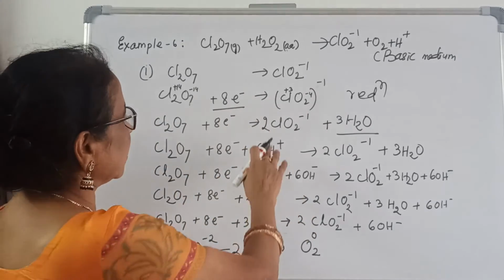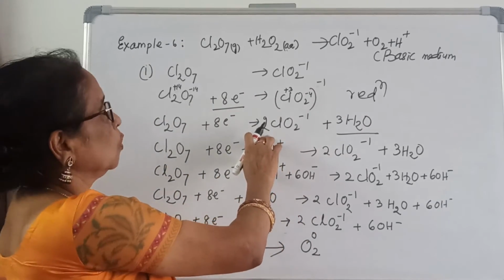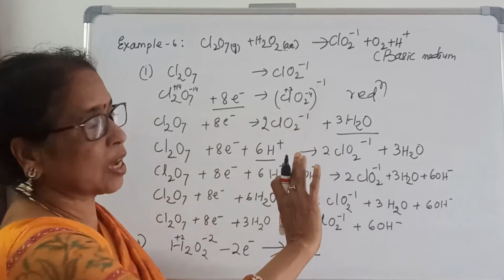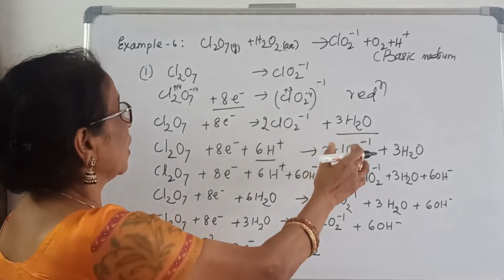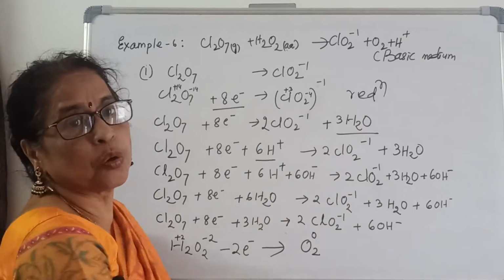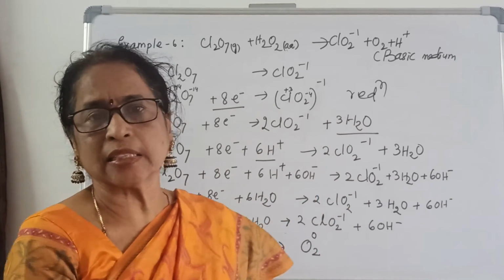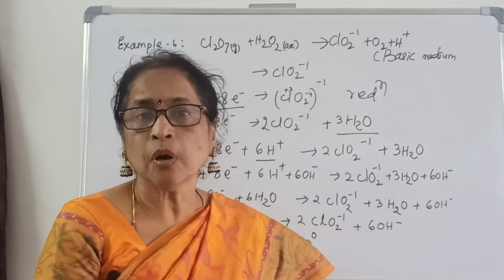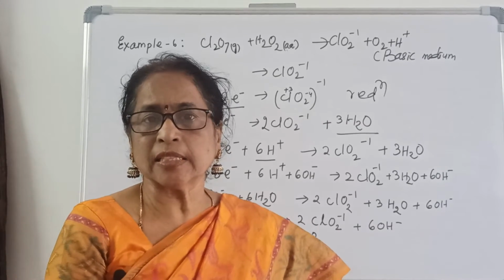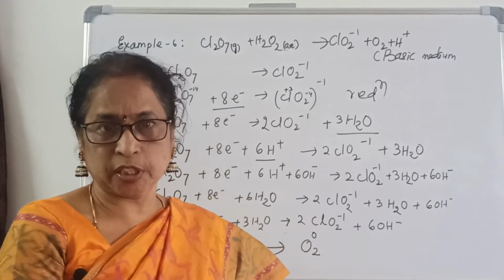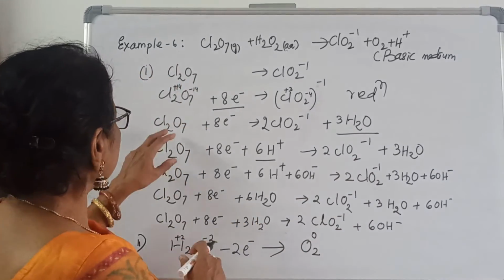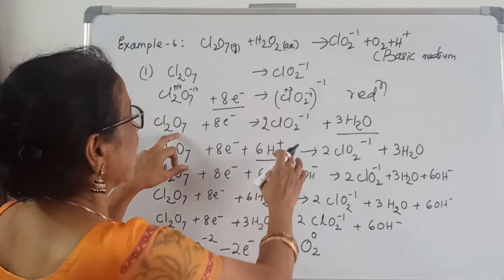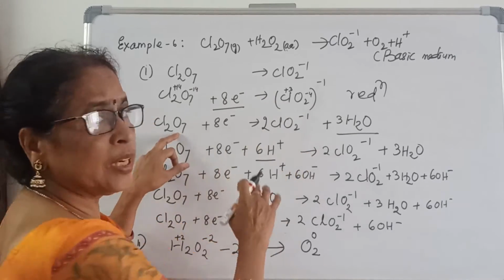Chlorine is not balanced, that is why I put 2 ClO2 minus here, then plus 3 water. Why plus 3 water? Because after chlorine we should balance oxygen. You know all the atoms should be balanced except hydrogen and oxygen. Now oxygen should be balanced by water molecules. Here there are 7 oxygen and here 4, since 2 into 2 means 4 oxygen.